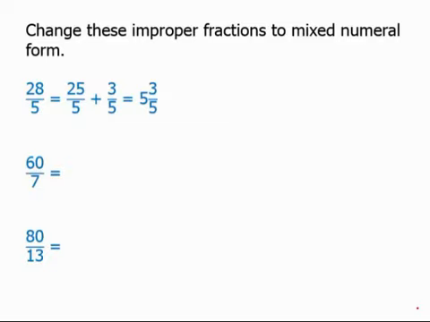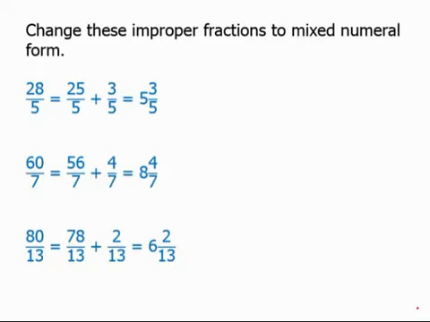For 60 over 7, the biggest multiple of 7 that is less than 60 is 56. So I'm going to write that as 56 plus 4. 56 over 7 is 8, and so that's 8 4/7. The biggest multiple of 13 that is less than 80 is 78. So I'm going to write this as 78 plus 2, and 78 is 6 times 13. So 78 over 13 is going to be 6. It's going to be 6 2/13 altogether.